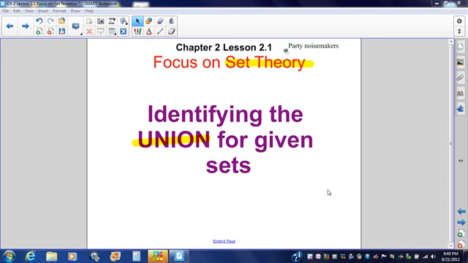Alrighty guys, today we're going to be starting Chapter 2, Hip Hip Hooray! Chapter 2, Lesson 2.1. Please write in your notes, this will be set theory. And please write the vocabulary word union in your notes.